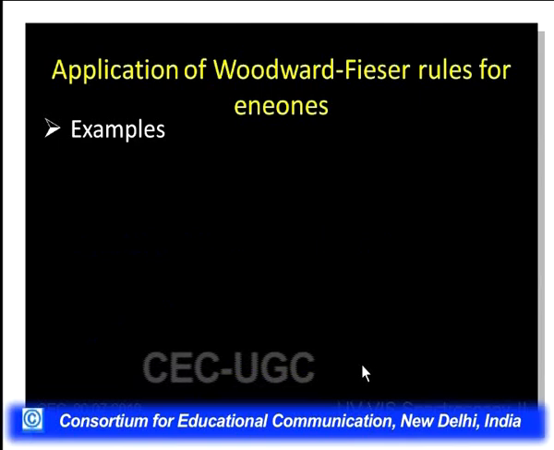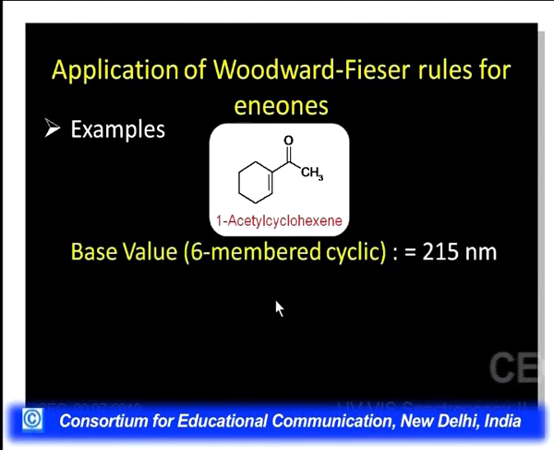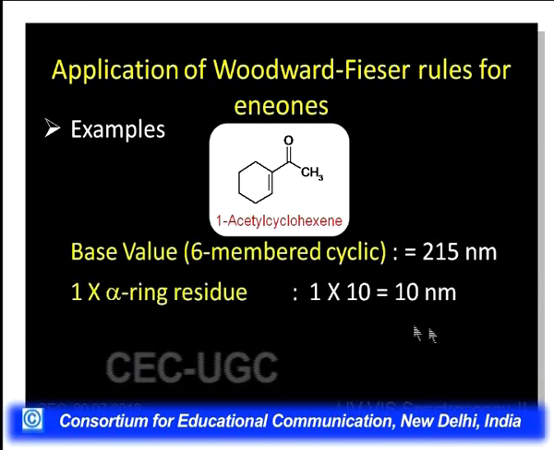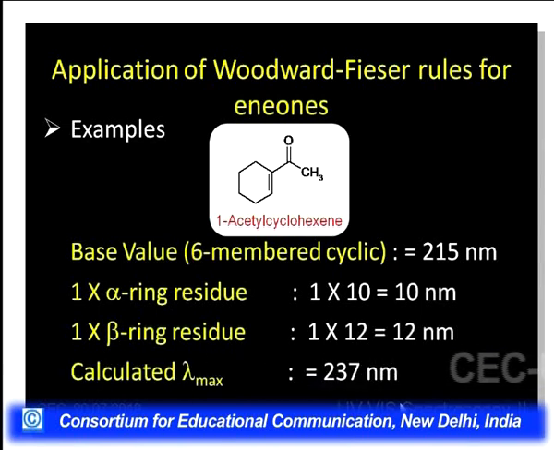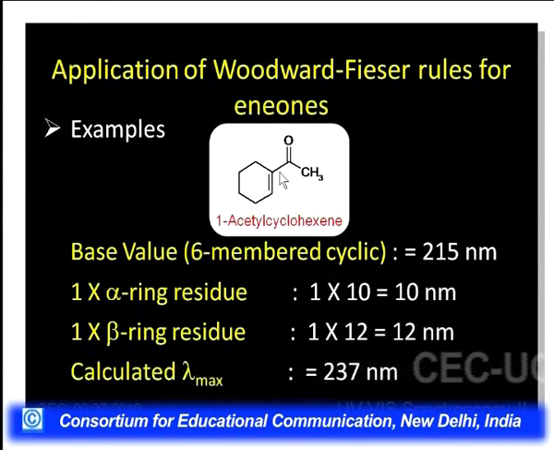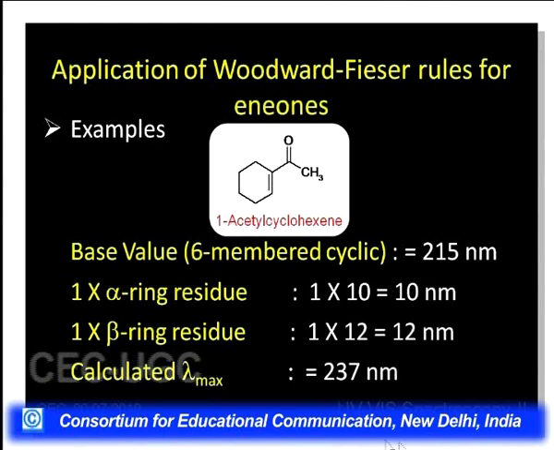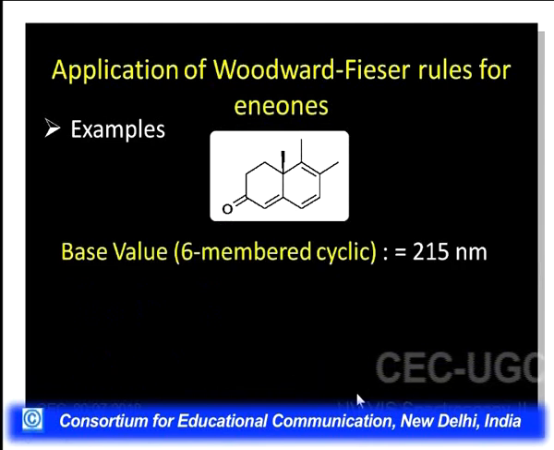And let's go further and take one more example here. So in this case what do I have? The base value for 6-membered ring happens to be 215, ring residue gives me 10, beta gives me 12, and then lambda max comes out to be 237. There are repetitive similar kinds of molecules, but what you find is that we have to firstly locate the basic chromophore and then look for the substituents, the position and the nature both, and then you compute these values. Okay, let me take one more example.